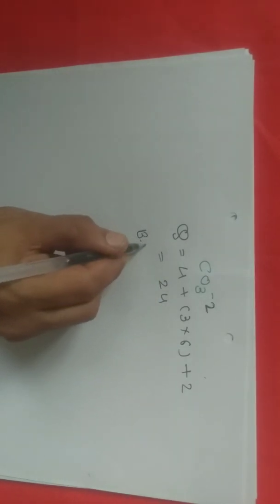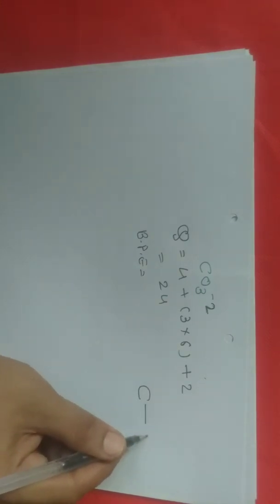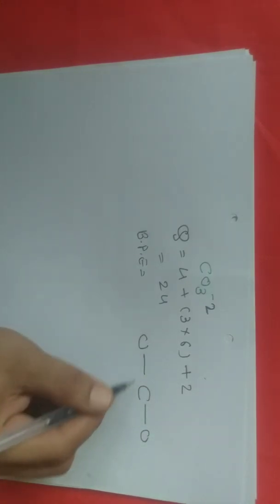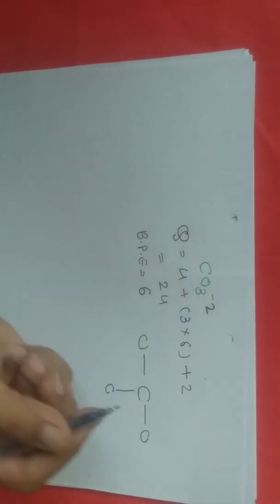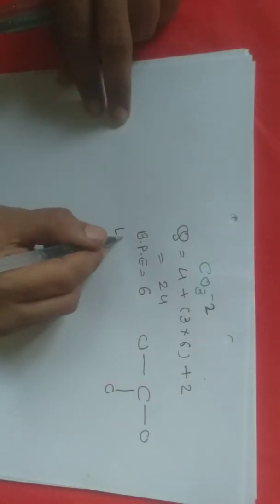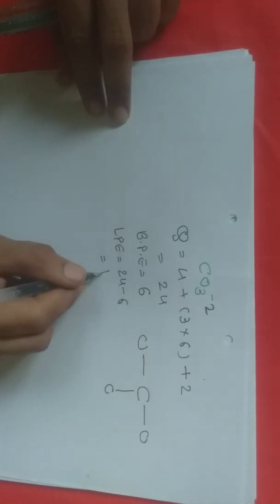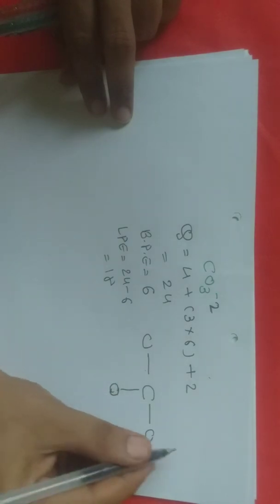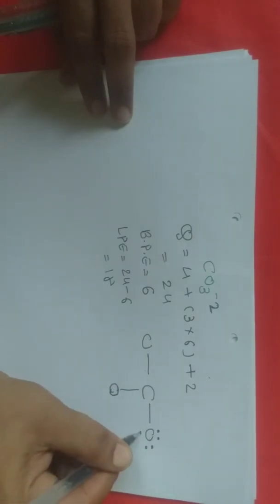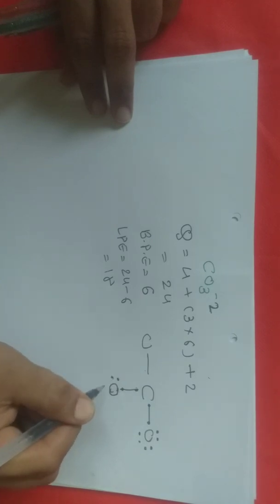If we talk about the bond pair electrons, then carbon has 3 oxygens, so 3 bonds are there, so total bond pair electrons are 6. If we talk about the lone pair electrons, then it's 24 minus 6, which is equal to 18. So I have to put 18 electrons, each oxygen having 6 electrons, so it can maintain its octet very well, as we discussed earlier.